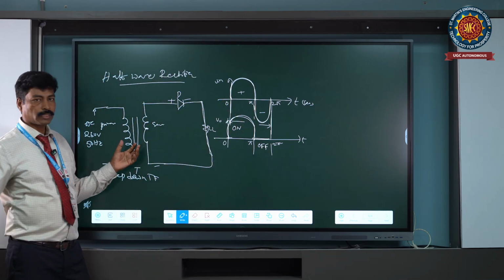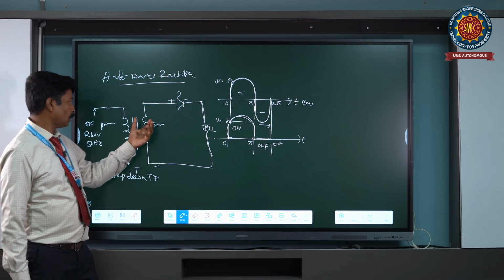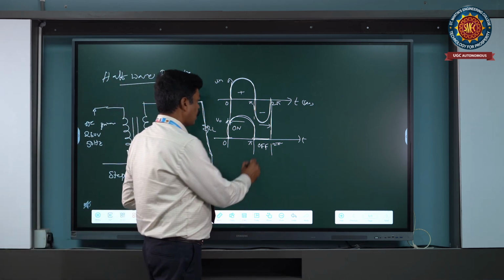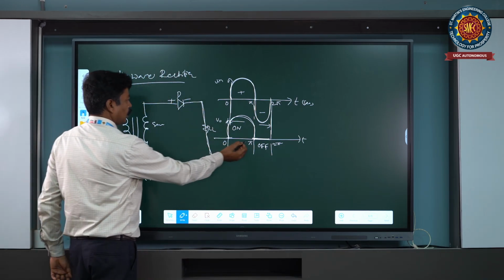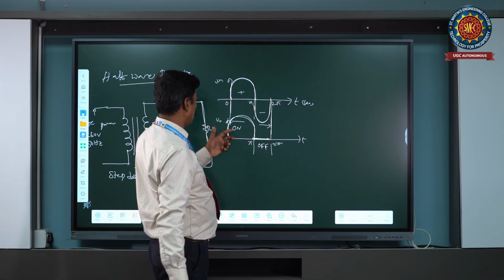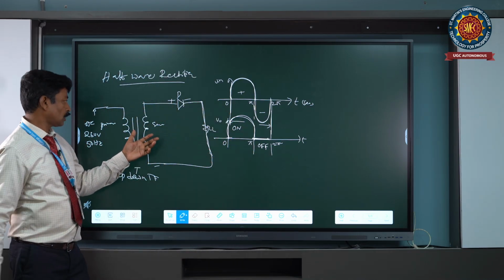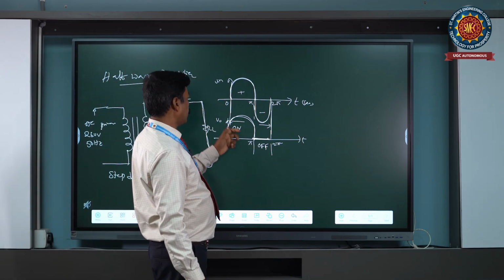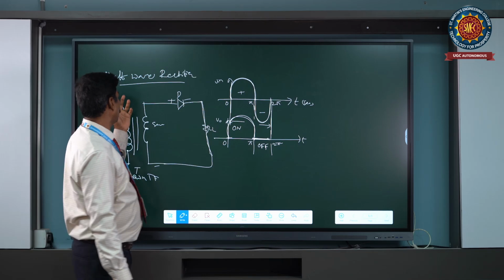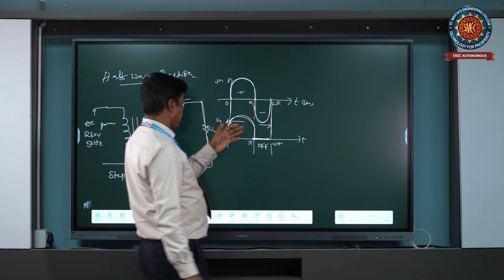When the diode is connected in reverse bias in the circuit, the diode is in the off condition. In the second half cycle, the diode is reverse biased, so across the load it is the off condition. That is the on and off condition of the half-wave rectifier.